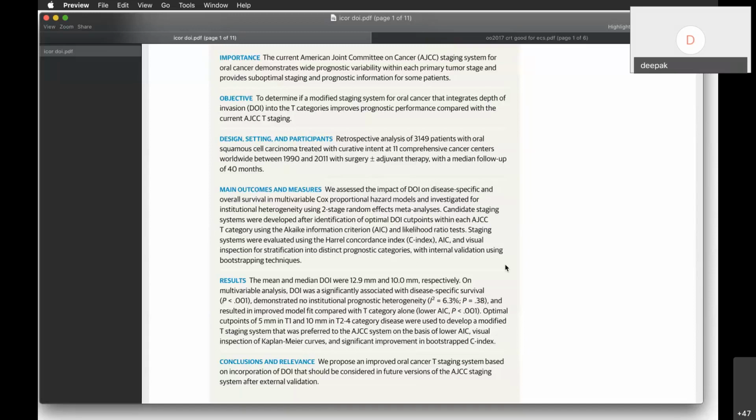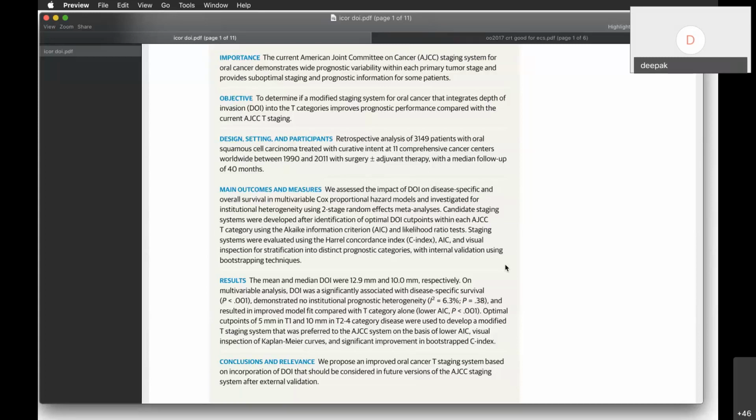But when they looked at different statistical models based on the Akaike and based on the Harrell's Concordance Index, they looked at different models, and the comparison models were the ones which have already been described in literature. So they looked at the optimal cut points and they found that 5 millimeter optimal cutoff point was good for T1, 10 millimeters was good for T2, and more than 10 millimeters was good for T2 to T4 category.